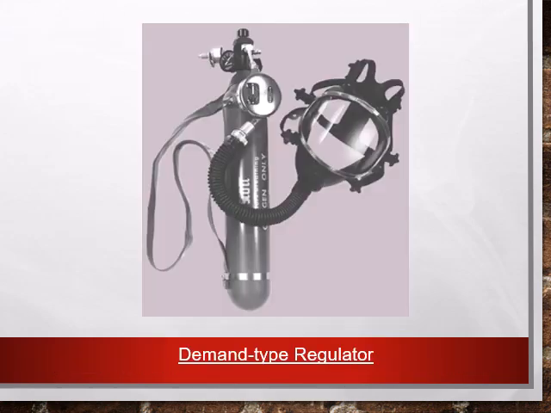Demand regulators deliver oxygen only during inhalation. This regulator is fitted to a portable oxygen bottle and a full face mask. This type of system is often used aboard cargo aircraft as a smoke combat unit to allow a crew member to locate and extinguish a cargo fire. It is much more efficient than the continuous flow type.